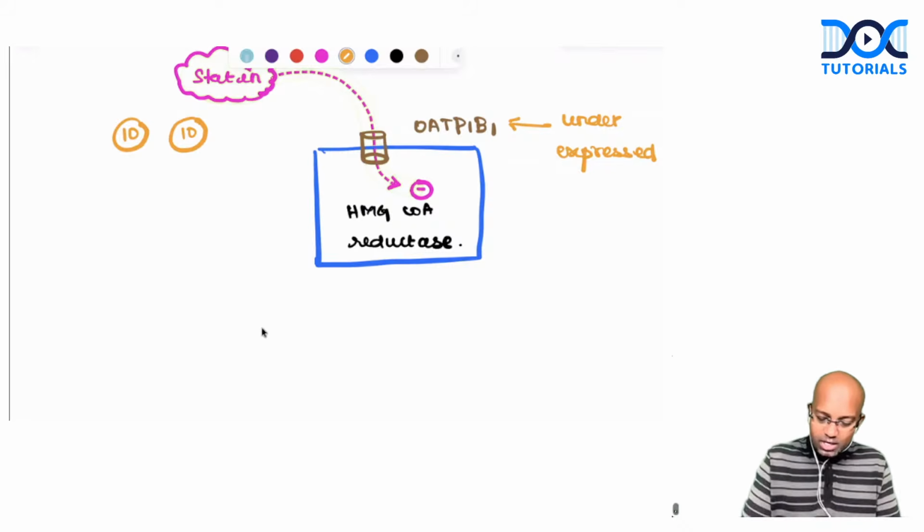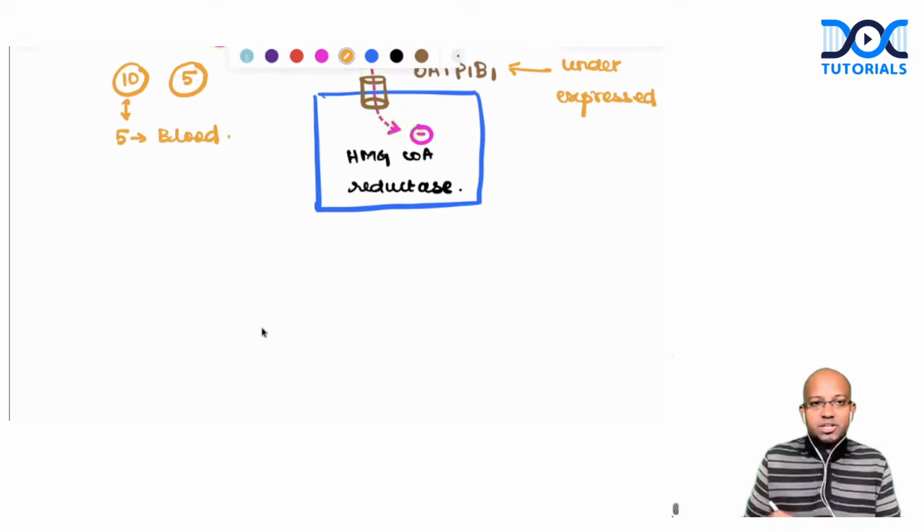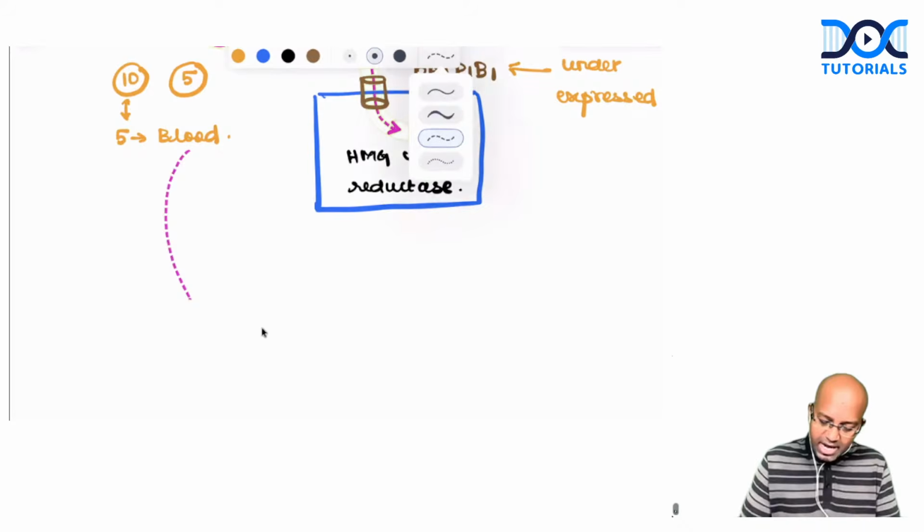But on the other hand, what if a patient has a genetic predisposition to underexpression of OATP1B1? Instead of 10, he has only 5 transporters. So what happens? Five molecules of statins will gain entry. The remaining 5 molecules will accumulate inside the blood. Now comes the major issue. Statins which are accumulating in the blood are going to be redistributed.